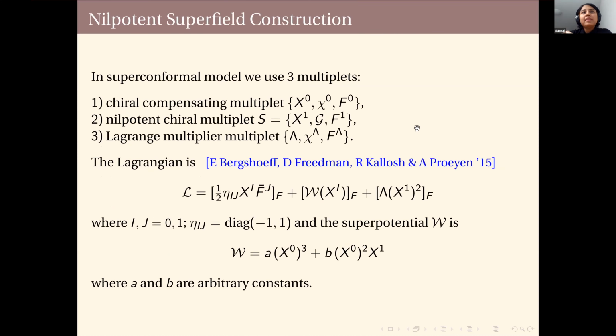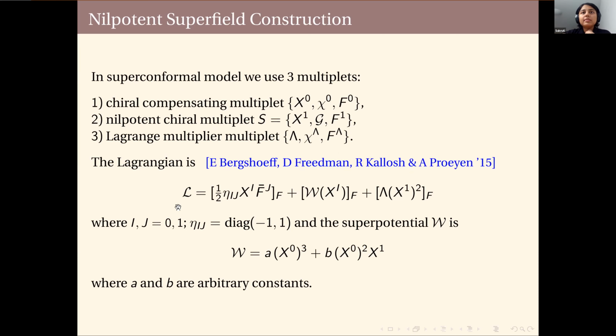So this is the method for constructing pure de Sitter supergravity by Bergshoeff and collaborators, who were the first ones to give it. And they start with 3 different multiplets. Here, a chiral compensating multiplet, which has a scalar field X0, a spinor chi0, and another scalar field F0. Then a nilpotent chiral multiplet S, which has these components, and a Lagrange multiplier multiplet. So the first and the third components are always scalar fields, and the middle ones are fermions.